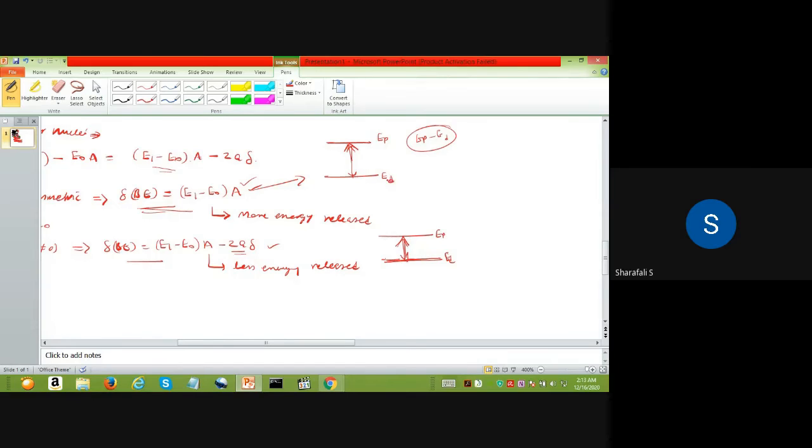Here, your E_D, the daughter nuclear energy level, is much lower. In this case you will get more energy; in this case you will get less energy for asymmetric fission. So here the energy level of the daughter nuclei is very small, and the difference from the parent to the daughter nuclei will be larger. And in this case, the daughter nuclei's energy level is higher, and the difference between parent and daughter nuclei will be small. So in this case, we get more energy. Here we get lower energy.